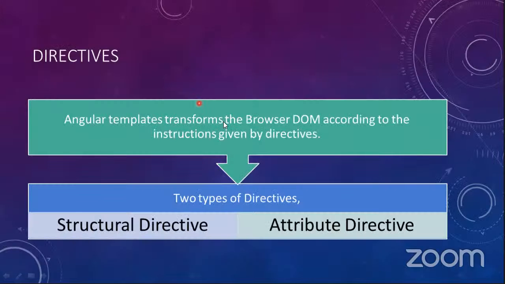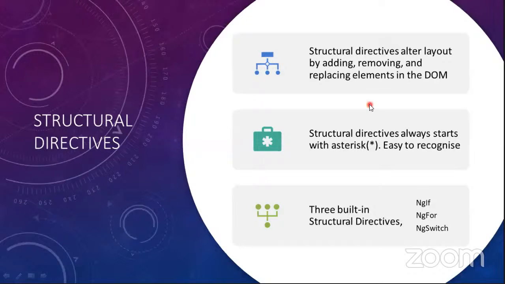It helps to transform the browser DOM, by adding, removing, or hiding that particular tag. Okay, so that is being done by directives. And directives are of two different types actually: structural directive and attribute directive. Let's talk about what is structural and attribute. Let's see about structural directives first.